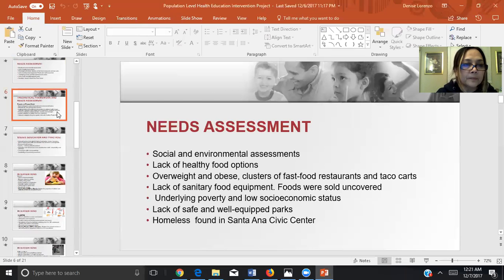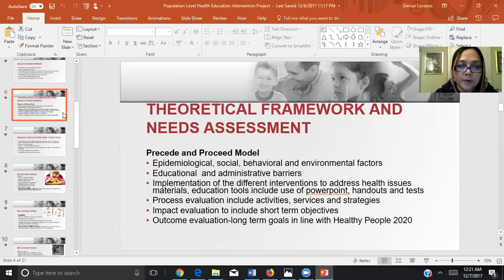Theoretical framework and needs assessment. I used the PRECEDE-PROCEED model to guide the planning and development of my education prevention project. For the PRECEDE phase, the social assessment was done. Epidemiological, behavioral, and environmental factors were also considered. Educational and administrative barriers were identified.